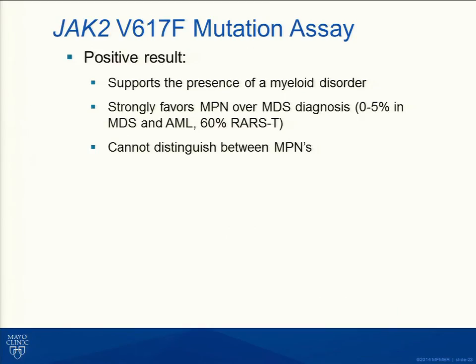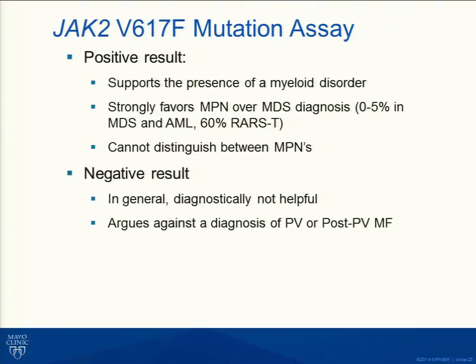the JAK2 V617F mutation, a positive result will support the diagnosis of a myeloid neoplasm, and it strongly favors an MPN over MDS. However, in a small percentage of MDS or AML, you will have a positive result. A positive result will not help you distinguish different subtypes of MPN. A negative result generally is diagnostically not helpful because the patient can be positive for other mutations. However, it does argue against the diagnosis of PV or post-PV myelofibrosis.